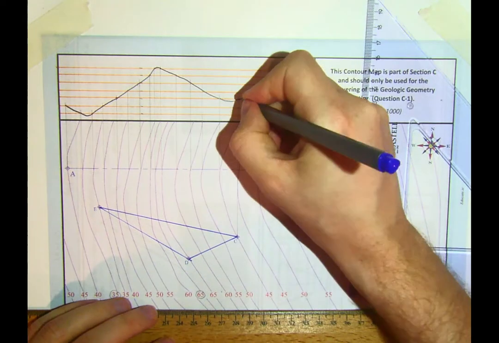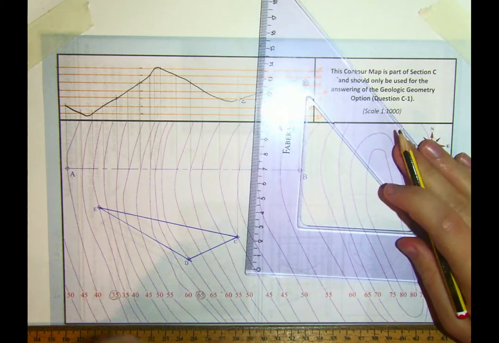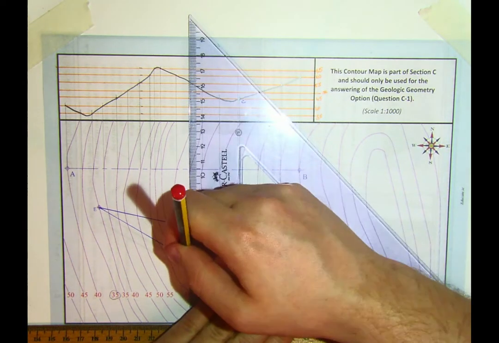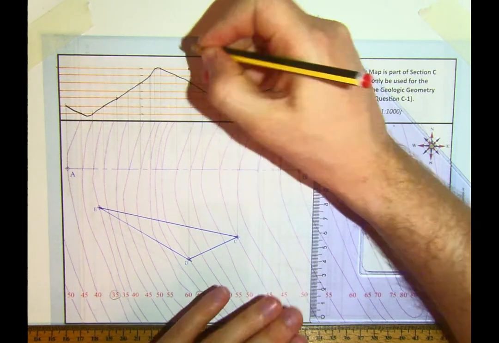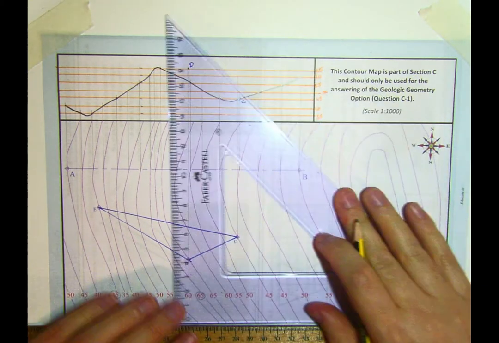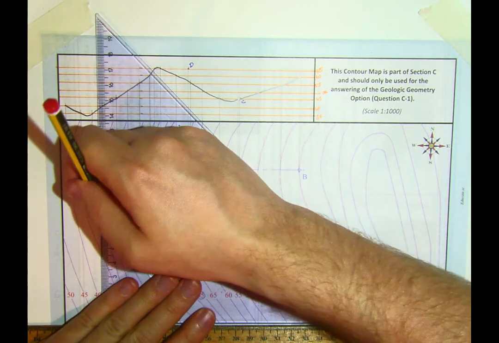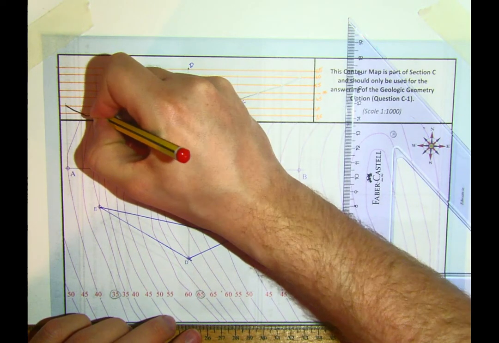We'll label it point C. Do the same thing from point D. Point D is sitting on the 65 contour. Up along that way, this is point D. And finally point E is on the 35 contour. That's the lower point, that's this one.